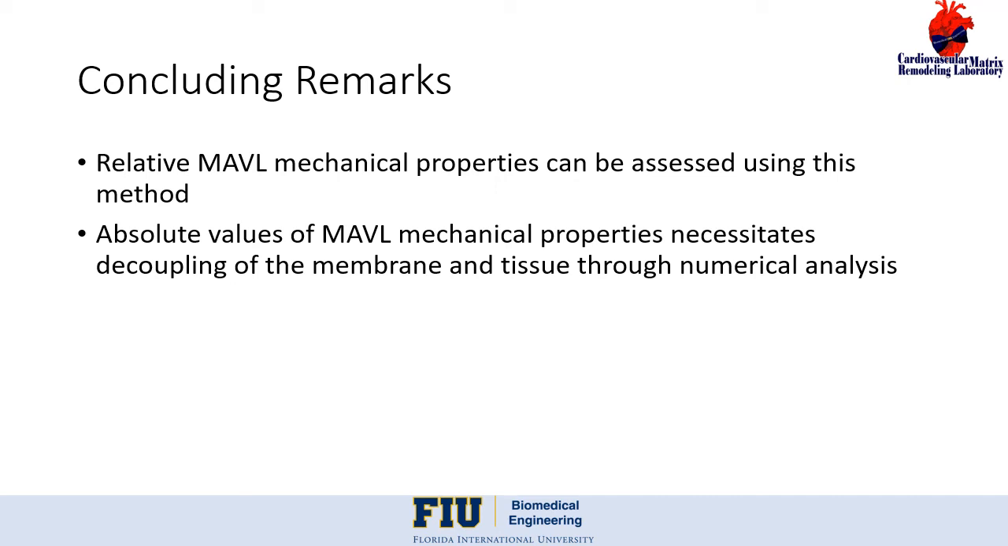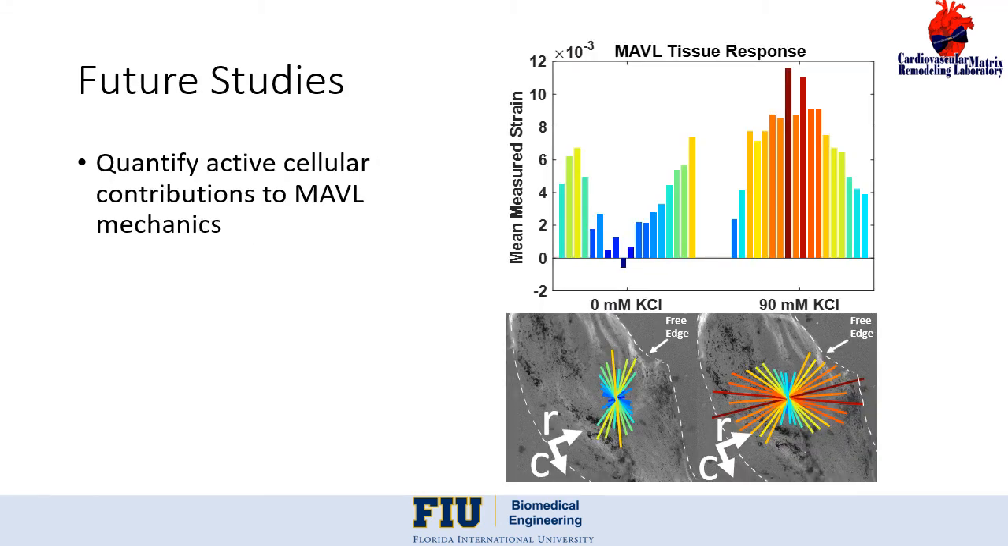However, the absolute values of the mouse aortic valve leaflet mechanical properties would necessitate decoupling the membrane and the tissue through numerical analysis. In the future, we plan to use this method to assess the contribution of active cellular contractions on mouse aortic valve leaflet mechanics to determine the role of neuromodulation of leaflet rigidity in aortic valve disease.